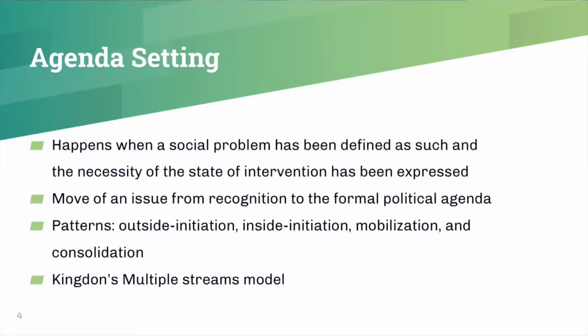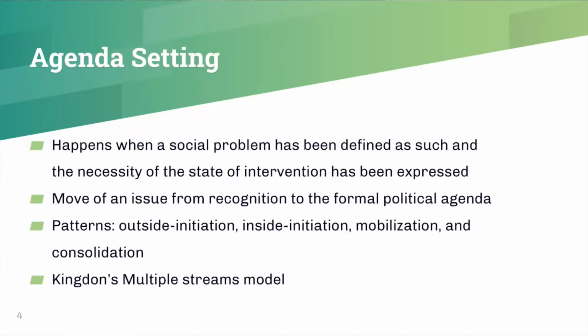So the first stage that's talked about in the reading is agenda setting. This is also known as problem recognition and issue selection. And it happens when a social problem has been defined as such and the necessity of state intervention has been expressed. So this is a process of structuring the policy issue regarding potential strategies and instruments that shape the development of a policy in the subsequent stages of the cycle. This stage moves from recognition of a problem to the formal political agenda.